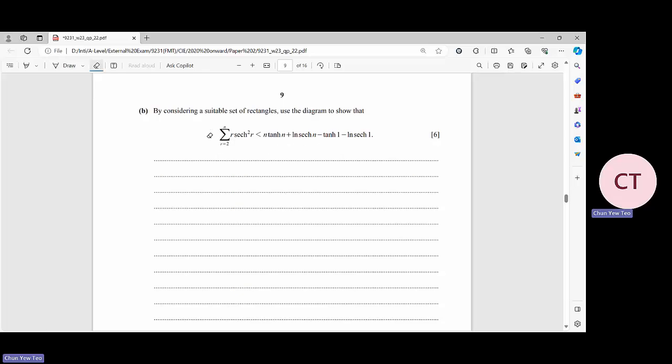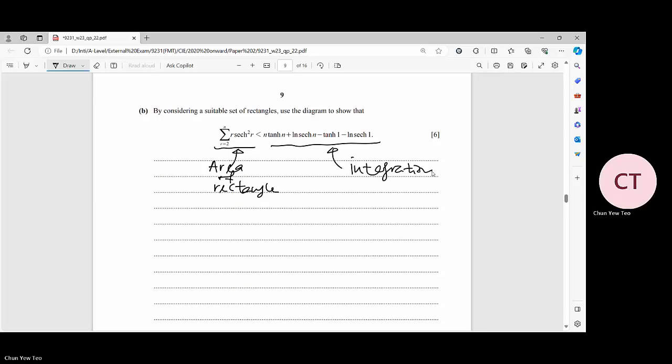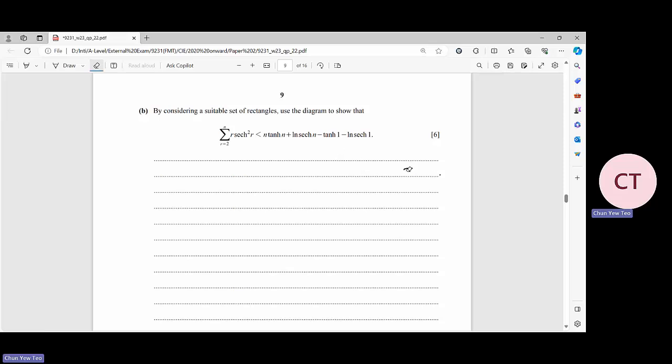Okay. So what you need to do here is understand that when you have a series over here, that means this one must be the area of rectangles. And this one must be the integration. So when we talk about integration, we're talking about the area under the graph. So we need to use a diagram to confirm where we should start from, the area of rectangle. But first, we let this be the function f(x) equals x sec square x.